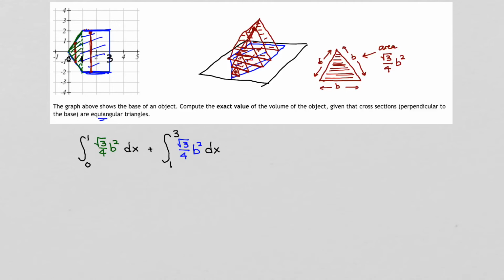Now, I'm not sure if I'm making sense, but we're going to put this all together here. So these equilateral triangles here in the green region have bases, and those bases are determined by this green function here and this green function here. Specifically, what is this green function?